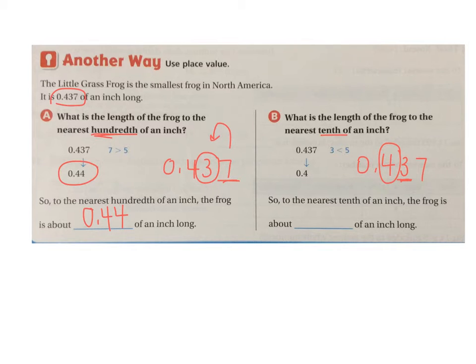3 is less than 5 this time, so it's going to make this stay the same. I'm going to drop these 2 units, because the whole point of rounding to the tenths means I don't want to deal with hundredths or thousands. So to the nearest tenth of an inch, the frog is about 0.4, or 4/10 of an inch long. You can see that 4/10 is easier to think about than 437 thousandths, and that's why we round, to make numbers easier to think about in our heads.